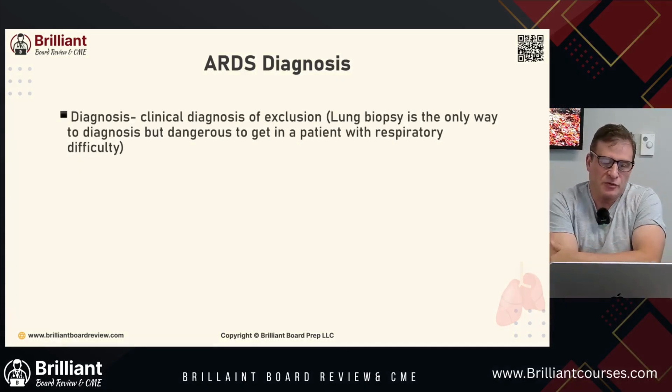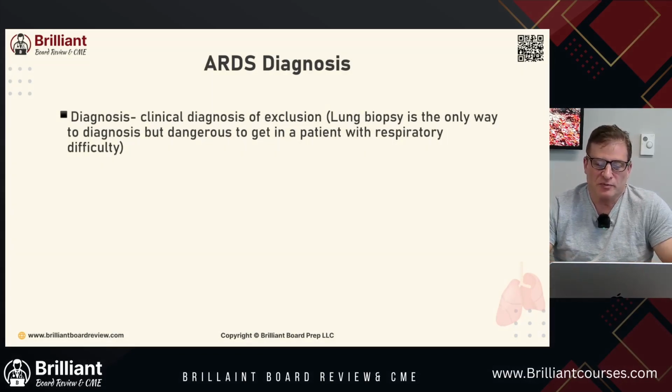So diagnosis: clinical diagnosis of exclusion. Now, biopsy is the only way to really diagnose, but you're not going to be able to do a lung biopsy on a patient this sick. And it's dangerous. A patient would probably die from the biopsy procedure to get in these patients that are in extreme respiratory difficulty.